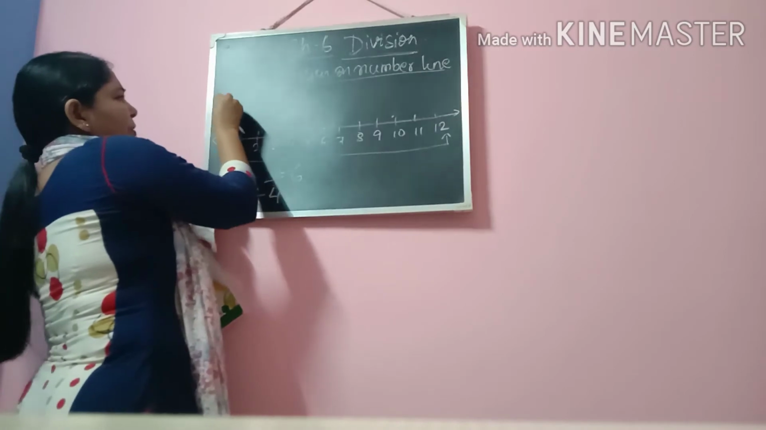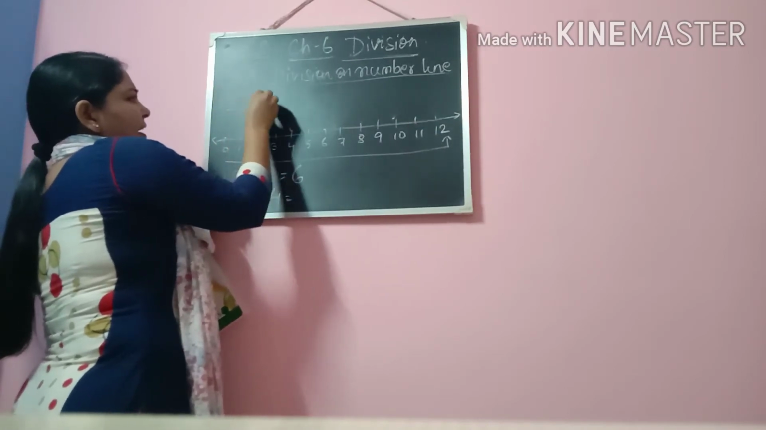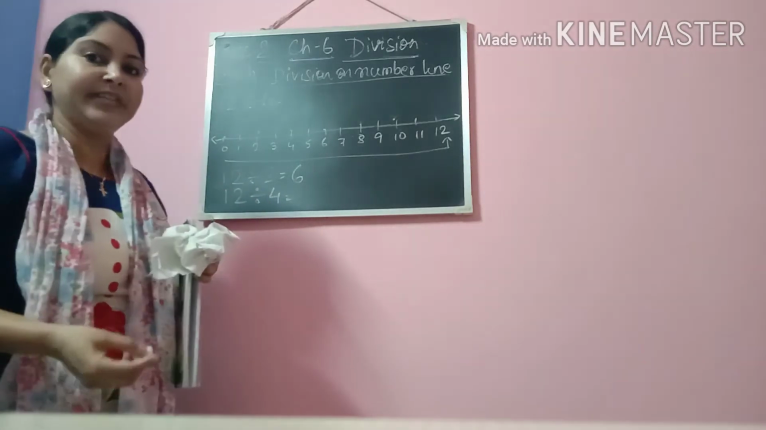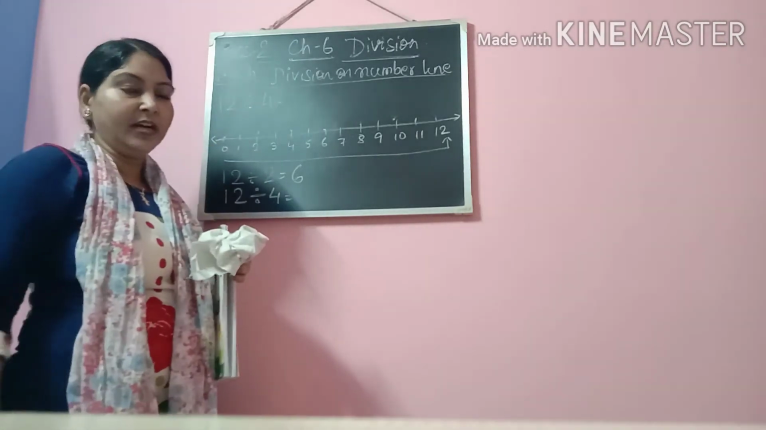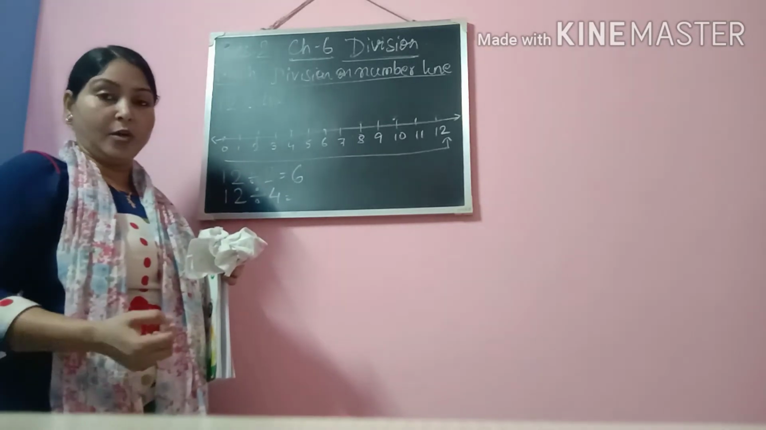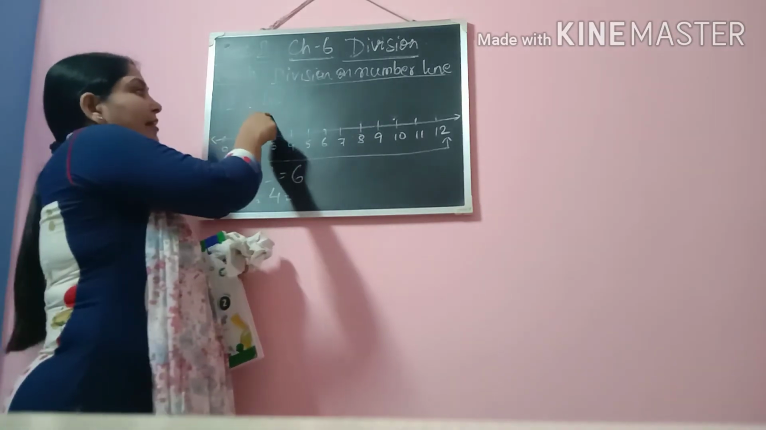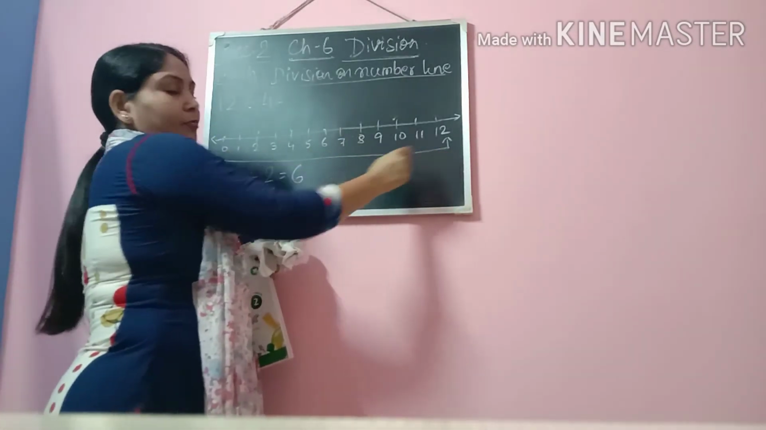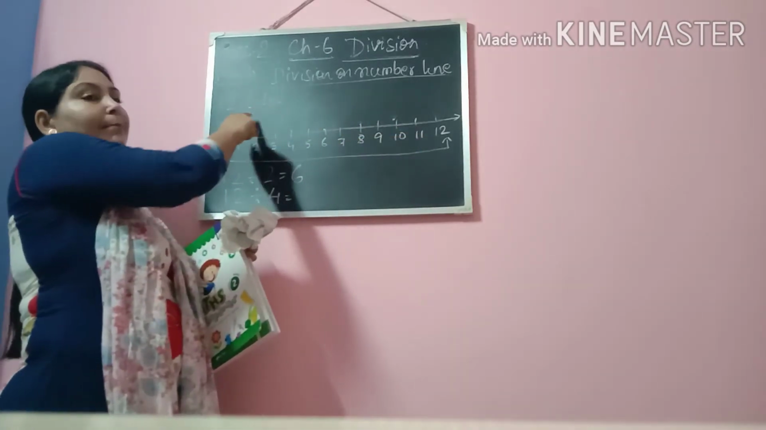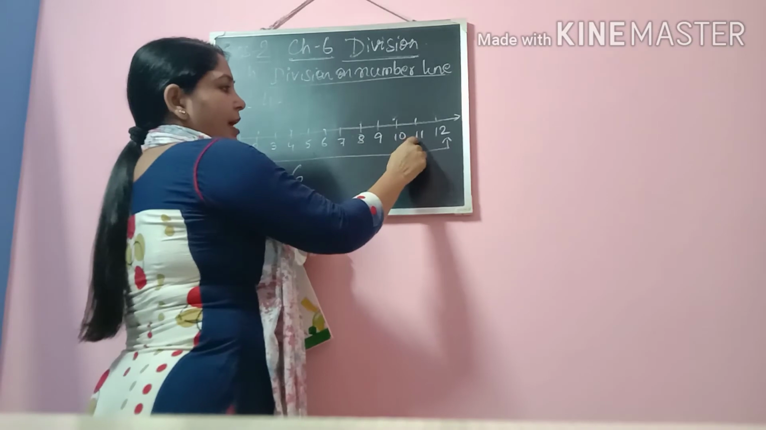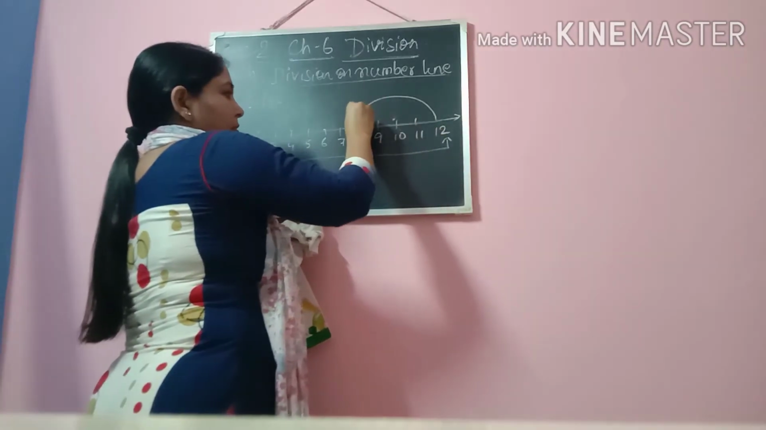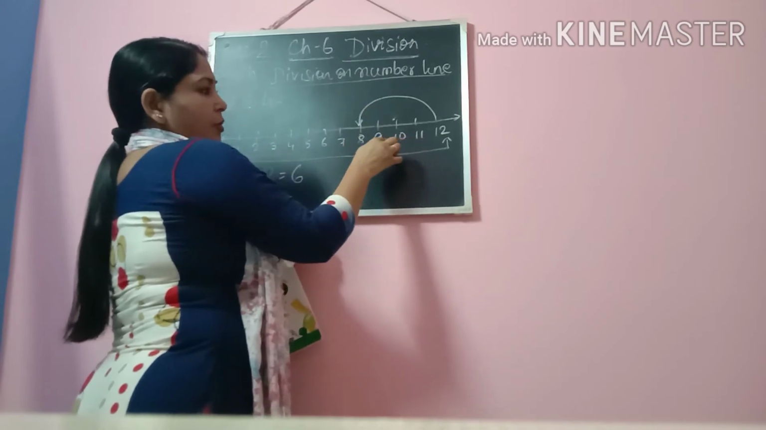So the question is 12 divided by 4, right? Now 12, as I told you, this is dividend, 4 is a divisor, and the answer which we will get, okay, that will be called as quotient. Now we have to again start from 12 because 12 is the dividend. We will start from 12 and we will skip by 4's. So we will start 1, 2, 3, 4. From 12 we have come to 8 because 1, 2, 3, 4.